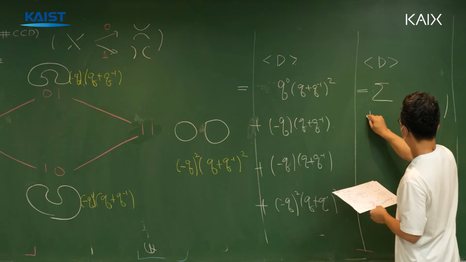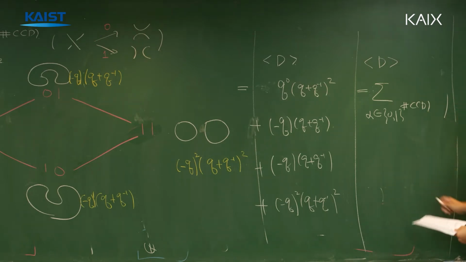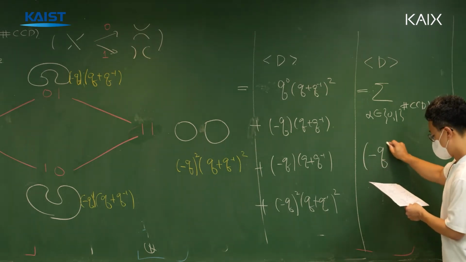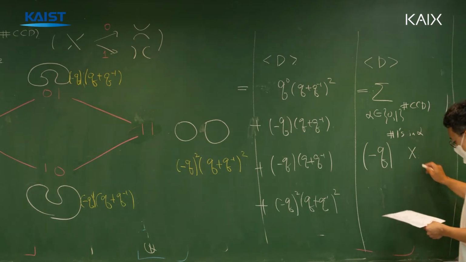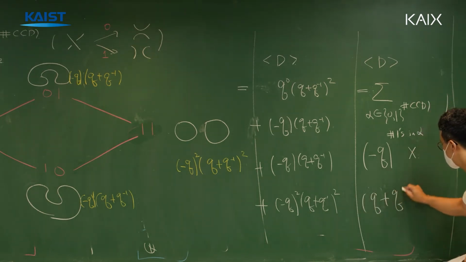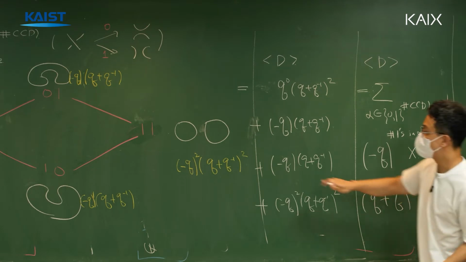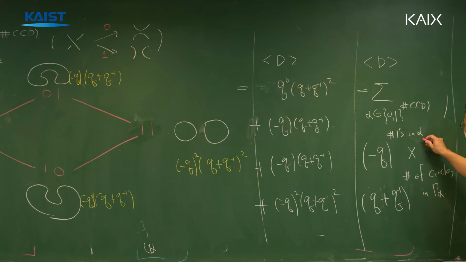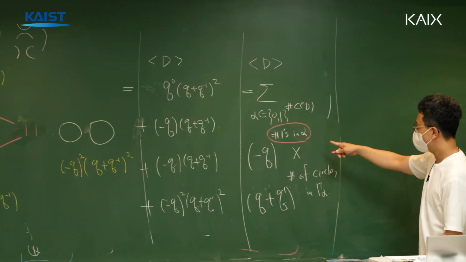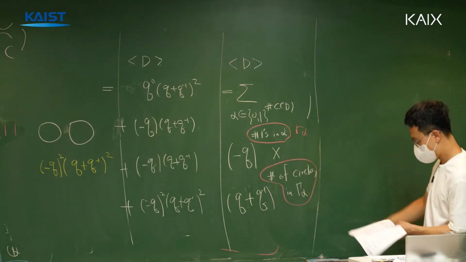You take a summation over alpha, which is contained in {0, 1} to the number of crossings, of (-q) to the number of 1s in alpha, multiplied by (q + q inverse) to the number of circles in the states. Let's call that gamma alpha. Okay, so this is the formula. Instead of writing this over and over again, I'll call this r alpha. And the number of circles in gamma alpha, I'll call this k alpha.